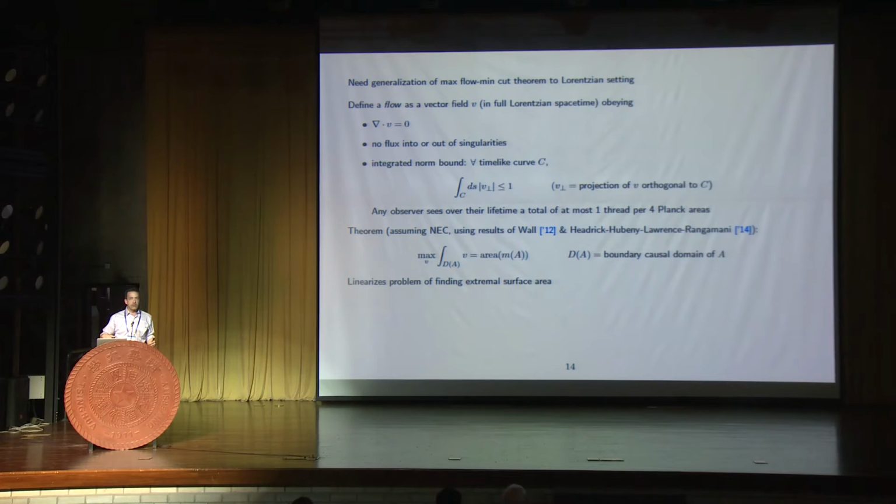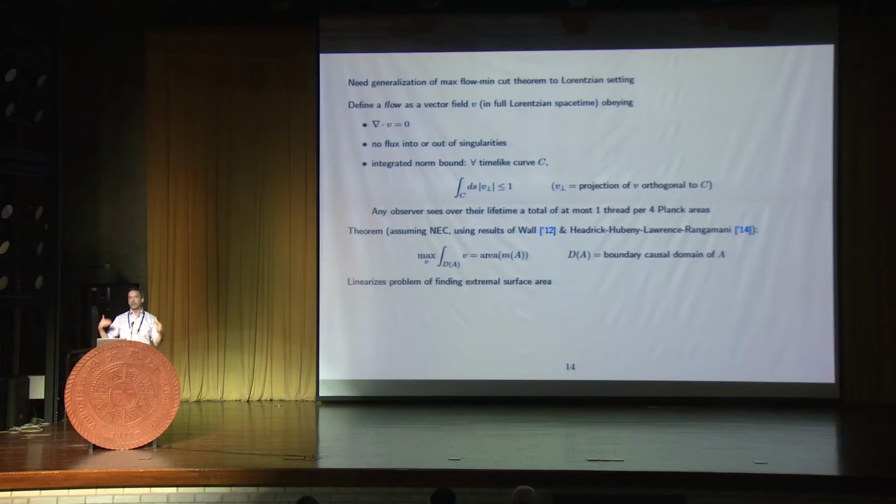And now we need something that replaces this norm bound. And what replaces it here is an integrated norm bound. So given any time-like curve, the integral of the norm of V, or rather the orthogonal projection of V, is less than or equal to 1. So in words, basically any observer counting threads through their lifetime adds up the total number of threads in their lifetime to be no more than 1 per 4 Planck areas. Okay, I don't have a good intuitive reason. This is just the rule that works, the rule that gives you the right answer.